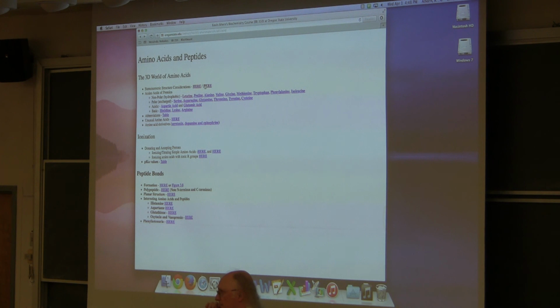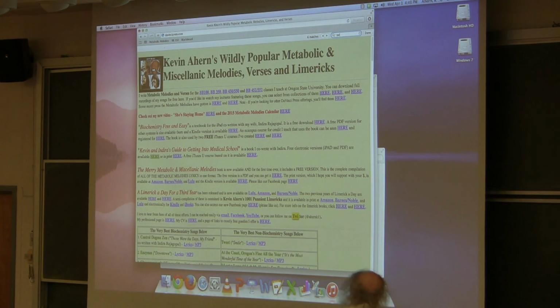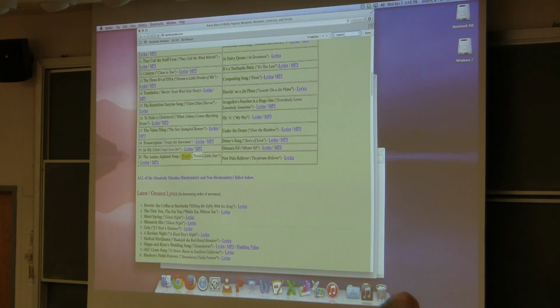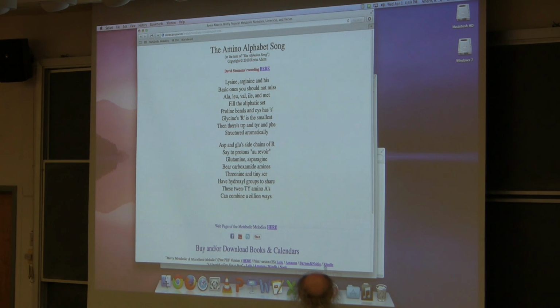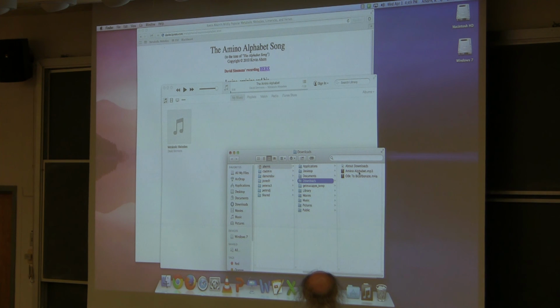I think it might be a good stopping point. I do have a song for you. This one I can't sing worth a crap, so I've actually got somebody to help me to do it. You can sing along, though, okay? It's called the amino alphabet. You might know the song.